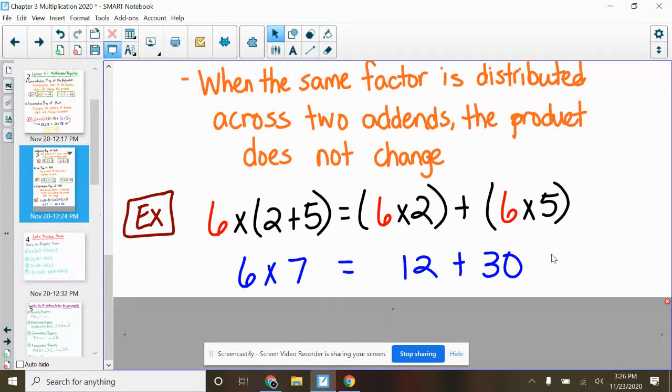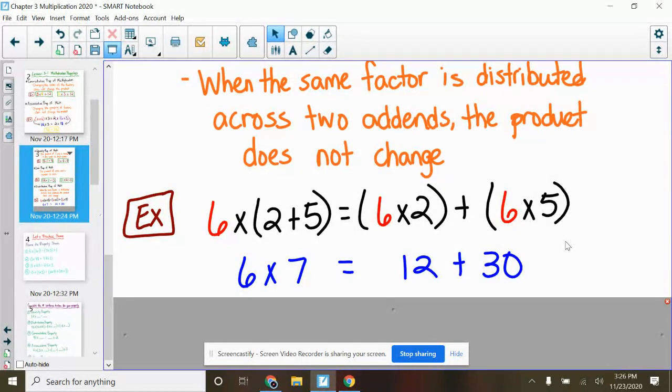So this is the side that had us doing stuff a little bit different. This time I had to multiply these factors, and when I did 6 times 2, I got my 12. That's where my 12 down here came from. But I had another set of parentheses over here, so that meant I had to do some more multiplication before I could finish this problem.